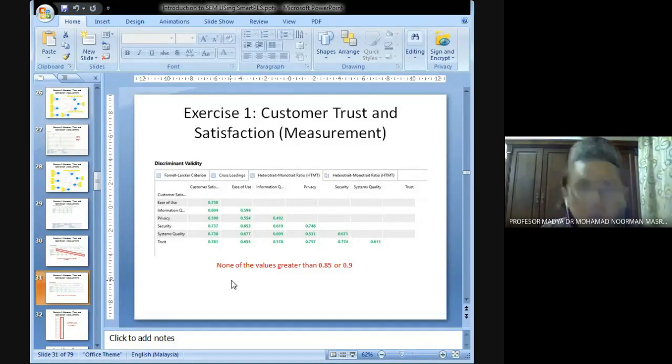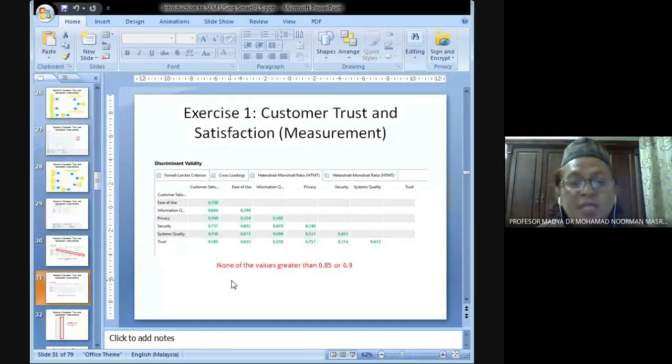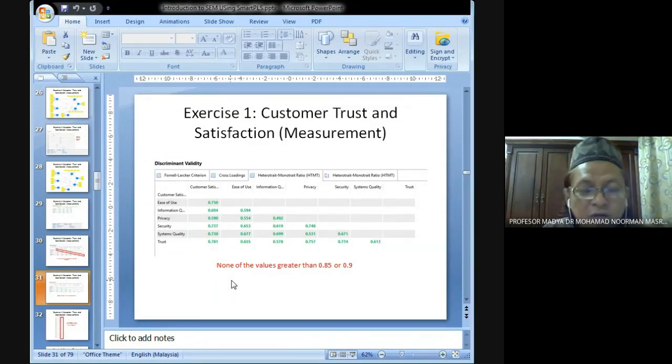In the measurement model, you will evaluate two aspects. The first one is called convergent validity, and the other one is called discriminant validity. Now, what is meant by convergent validity? Convergent validity means how good all the items are at measuring the construct. How good are all the elements, the items, the indicators, at measuring the construct, the variable.